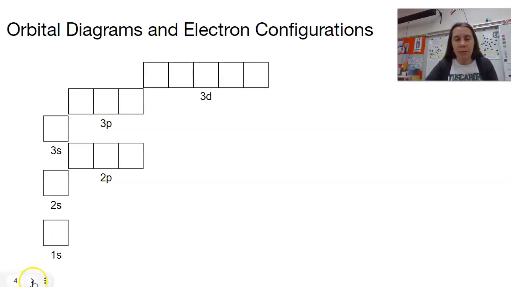So we start at the bottom again, 2 in here, 2 in here. All right, we're at 4. Now we have 3 more left to put in. We're going to put 1 in each p before we start to double up. All right, and now we've gotten to 7. So that is our total number of electrons for this element, for nitrogen.